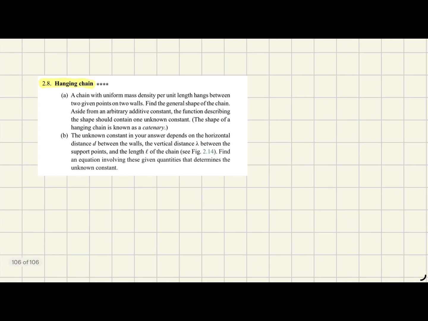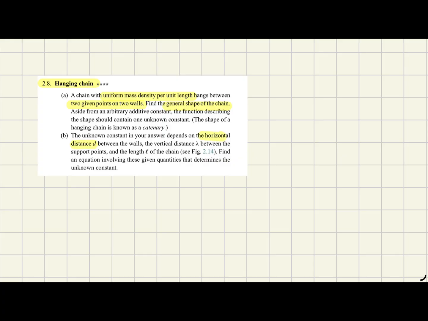2.8 Hanging chain. A chain with uniform mass density per unit length hangs between two given points on two walls. Find the general shape of the chain. Aside from an arbitrary additive constant, the function describing the shape should contain one unknown constant. The shape of a hanging chain is known as a catenary.